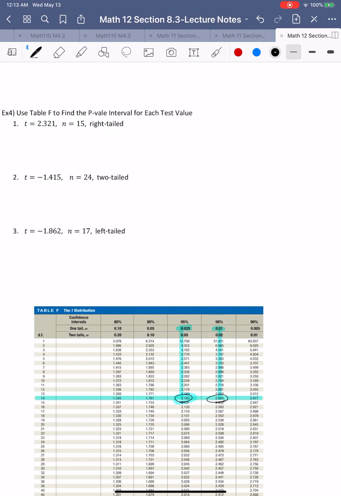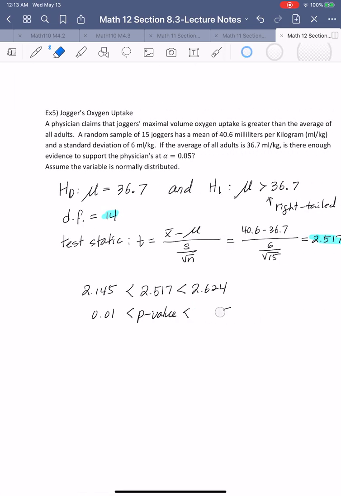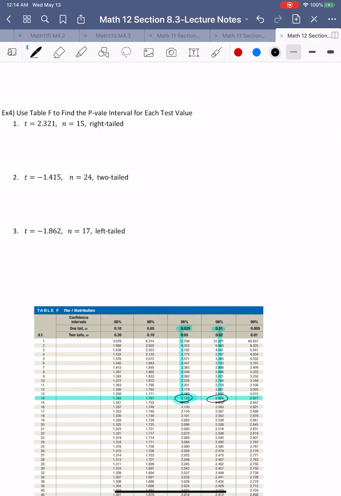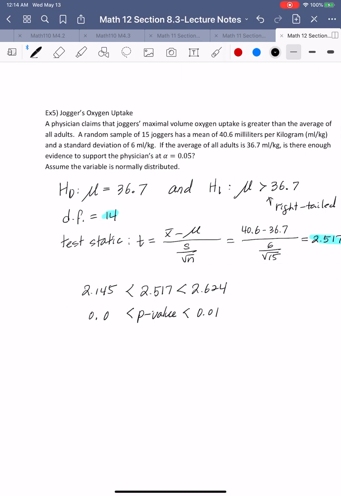Let me see. Not right. So I need to put the 0.01 and 0.025. Hold on a second, that's not right. So the one tail for the 14 is related to 0.01 and 0.025. We have to put it the other way, right? This doesn't really match, so we have to make that an inequality, okay? So erase that. So this is a match of 0.025 and 0.01.